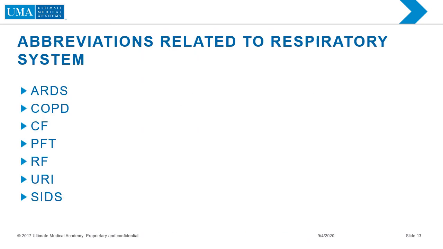I thought we'd end today's lecture with going over a few of the abbreviations related to the respiratory system. Of course, one that we've seen during this lecture would be the COPD, which is chronic obstructive pulmonary disease. We also have ARDS, which stands for acute respiratory distress syndrome. If you see the abbreviation CF, this stands for cystic fibrosis. The PFT, what does PFT stand for? Pulmonary function test.